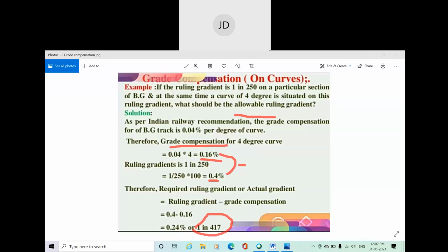So this is all about today's class. With this, we have completed the gradient part. Next class, we start horizontal curve. Then we'll discuss super elevation, then again go for some numericals on super elevation. With this, we can conclude the third module.